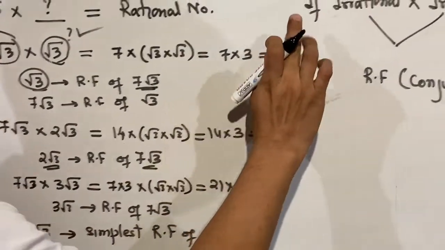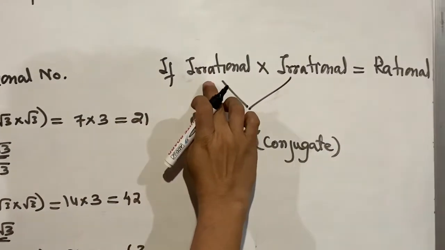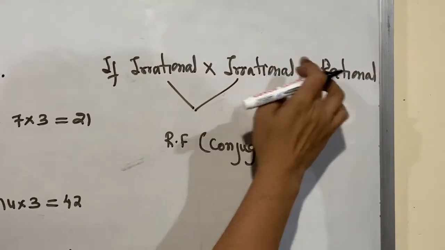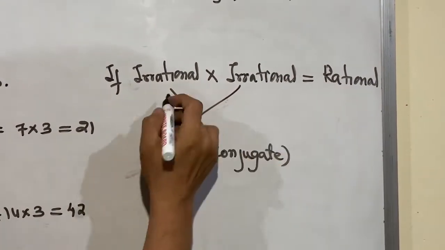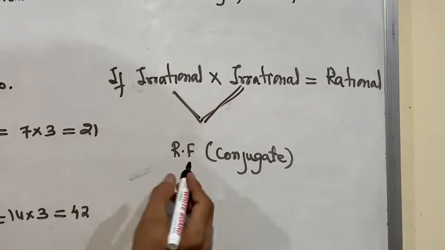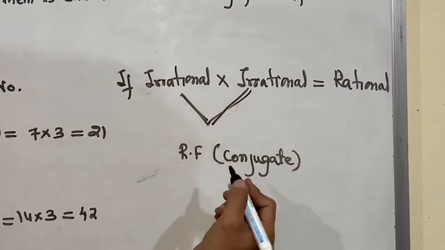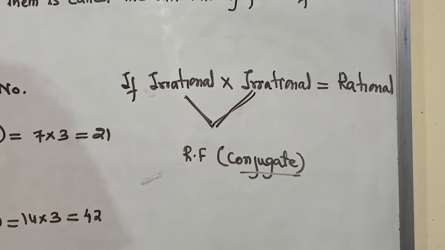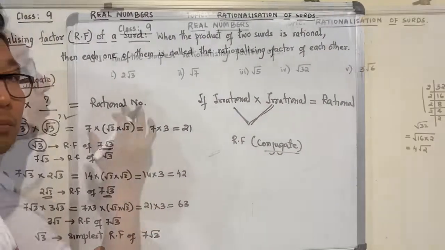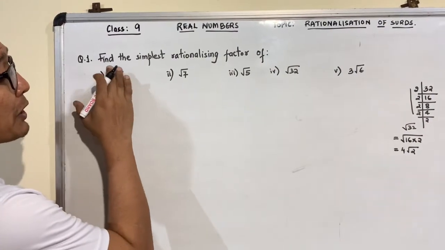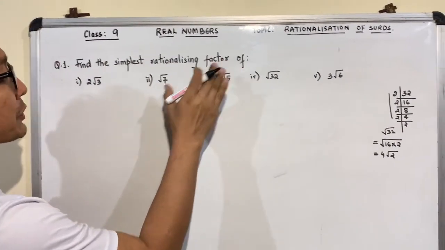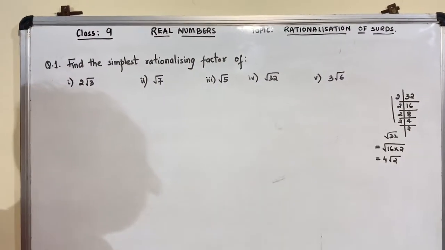In the same way, if an irrational number multiplied by an irrational number gives a product that is a rational number, then these two irrational numbers are called rationalizing factors of each other, or conjugates of each other. Conjugate is the rationalizing factor. Now, find the simplest rationalizing factor of the following irrational numbers or surds.